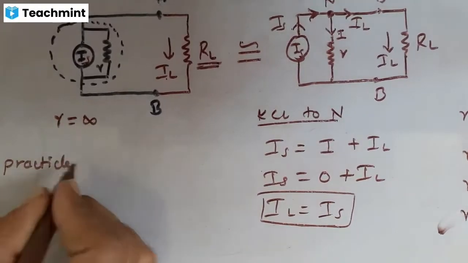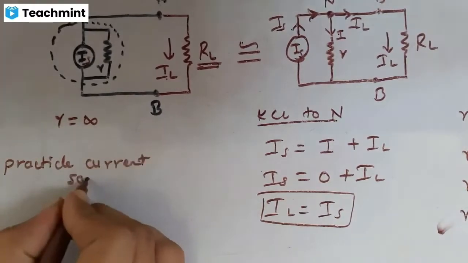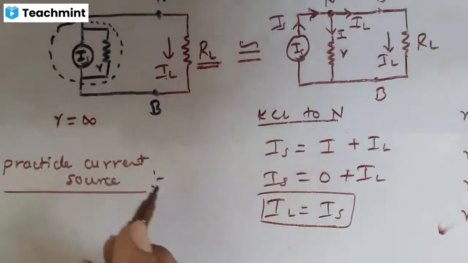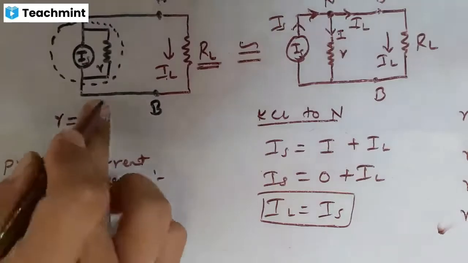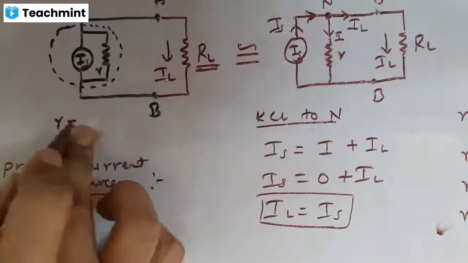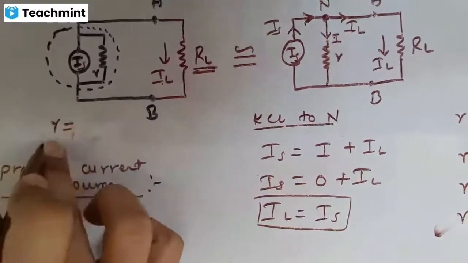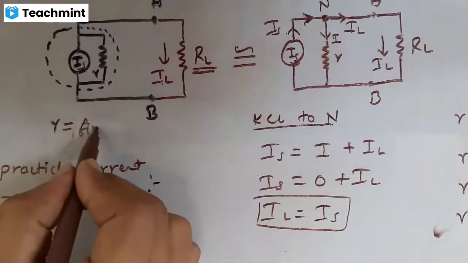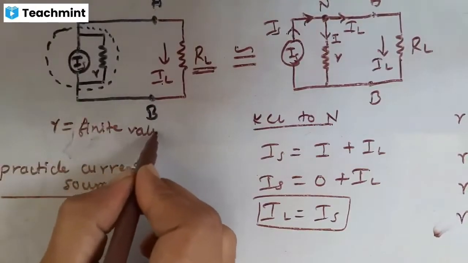Practical current source. The circuit diagram remains the same. Only thing is the small r has some finite value. Although it is infinite for the ideal case, for the practical case, it is finite. It is equal to some finite value.